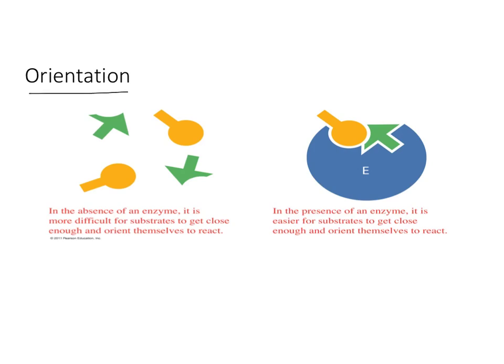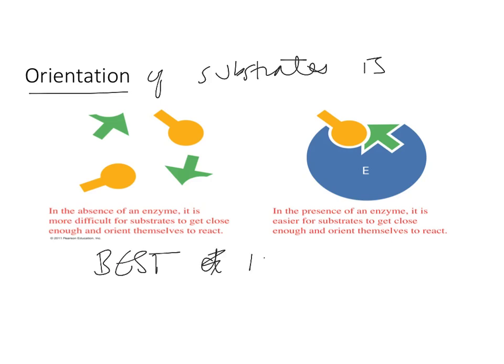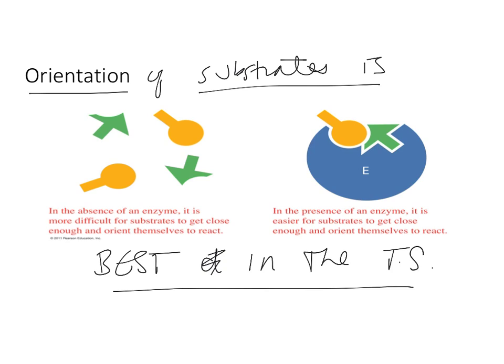The orientation of the substrates is best, I'll say, in the transition state. Okay, so the orientation of the substrates is best in the transition state. And so what you see here is you've got one substrate that's got this curve, and you've got a second one that's an arrow, and the enzyme should bring these together so that this curved part is near that curved part. That's orientation. So they're brought together in the right orientation so that you can actually get a reaction between the two.